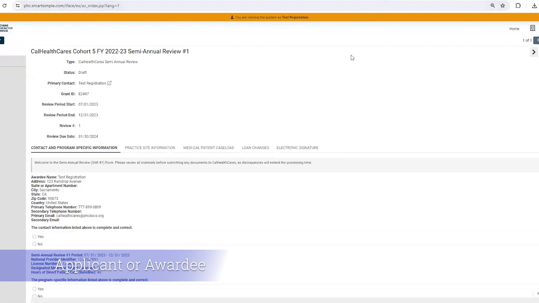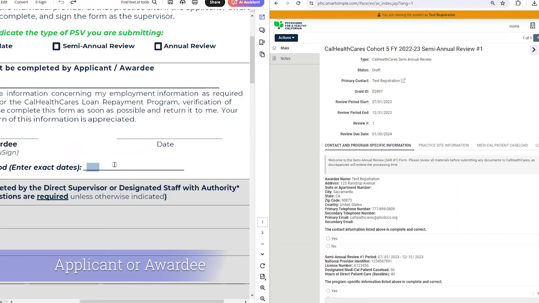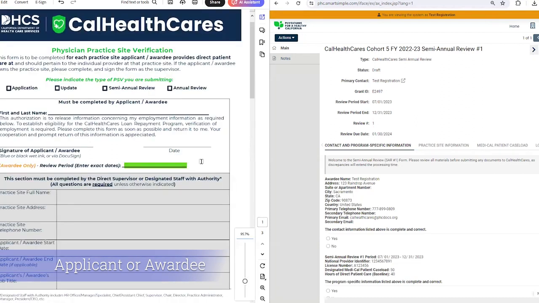So once you're in Smart Simple, you can go to the top of the form where it says review period start and end. It'll tell you the exact dates, and these exact dates should be entered into the review period field on the PSV form. So this area. This is important because if your organization pulls data for the wrong review period, they will need to repull the data to match the review period on file, and we want you to avoid doing that extra work.